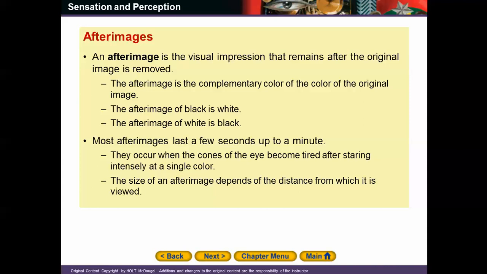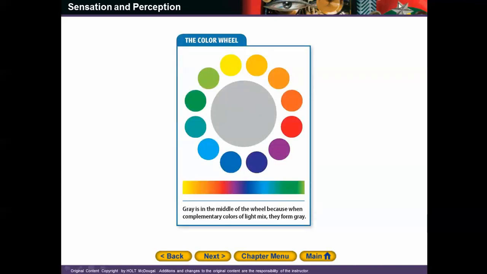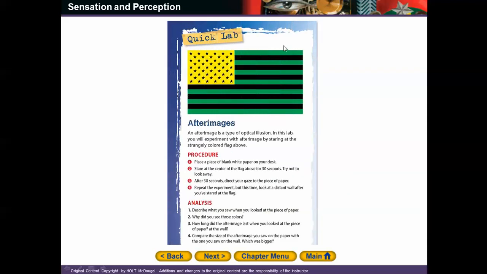And we're going to do something real quick. This is a color wheel. All right. This little quick lab. Stare at this flag for about 20-30 seconds, and then look away at something white. So I'd get a white piece of paper on your desk or something like that and see what happens.